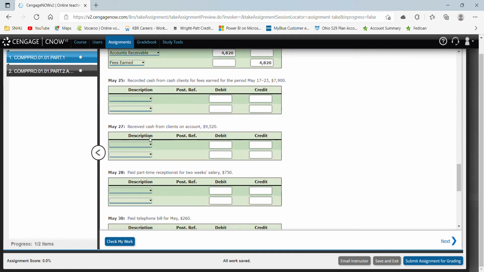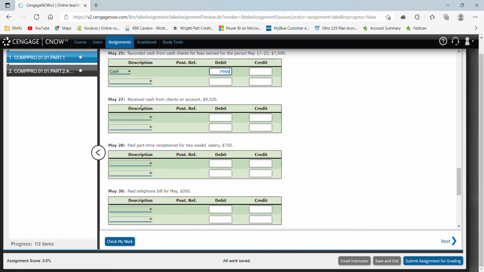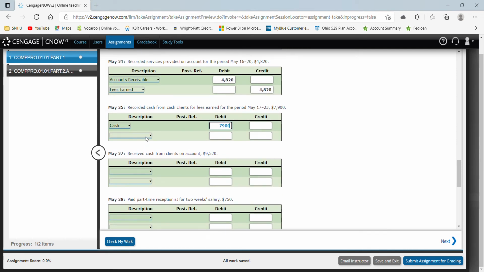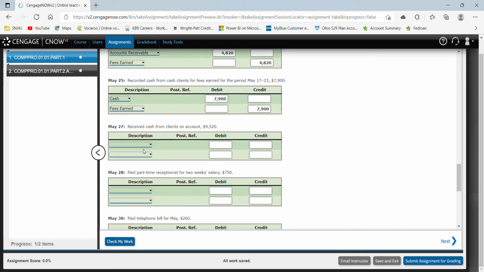Okay, May 25th, recorded cash. There we go, cash. So recorded cash from cash clients. All right, so we're going to debit cash to increase it for $7,900. Scrolled past that one. Well, let's see. And then we're going to go ahead and record fees earned. There we go. Received cash from clients.